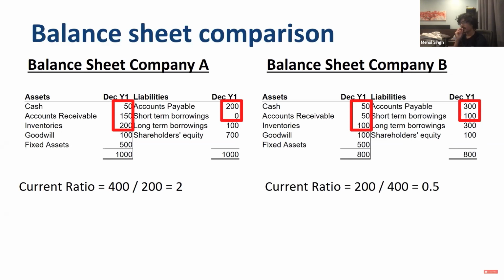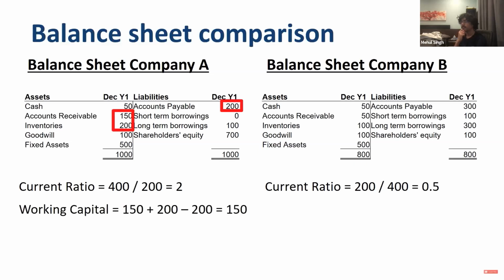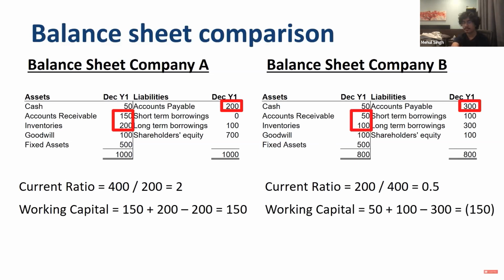While on the topic of current assets and current liabilities, let's calculate the amount of working capital utilized by the companies. Accounts receivable plus inventories minus accounts payable. For Company A, this is 150 plus 200 minus 200, in total 150. For Company B, this is 50 plus 100 minus 300, in total negative 150. Company B seems to be getting paid by customers before they have to pay suppliers and holds a low level of stock.